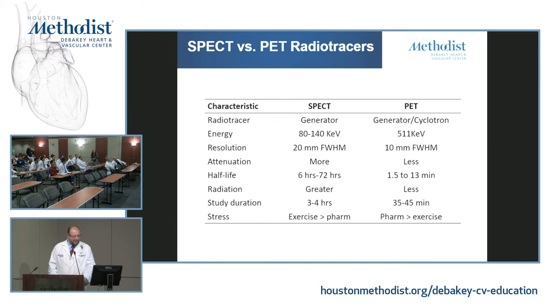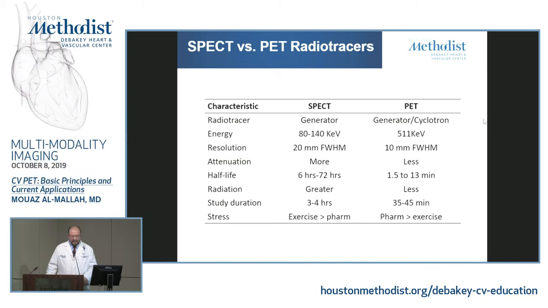Now we're going to switch to newer radiotracers, so you're going to hear newer words. Just to compare them as two groups, SPECT radiotracers come from a generator, whilst the PET ones come either from a generator or from a cyclotron. I will cover more details there. The energy, if you're using thallium, is 80. If using technetium, 140. While with PET, no matter which one you use, you have 511. So the energy is not going to be attenuated easily. It's going to move even through obese patients. The resolution is better, and this is something that Dr. Mamanian spent a long time discussing last time.